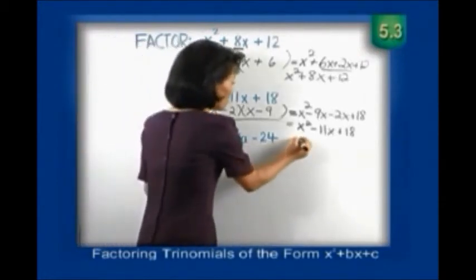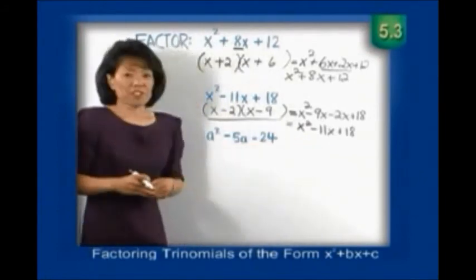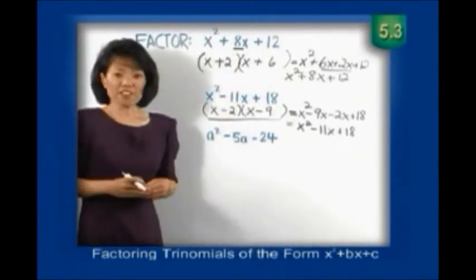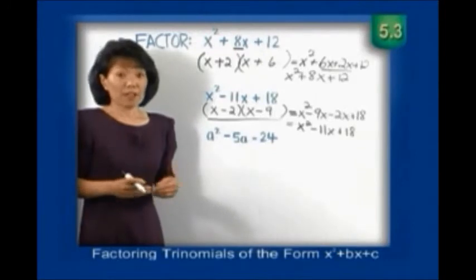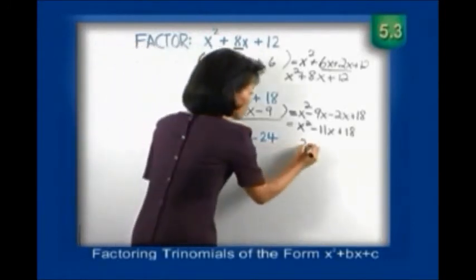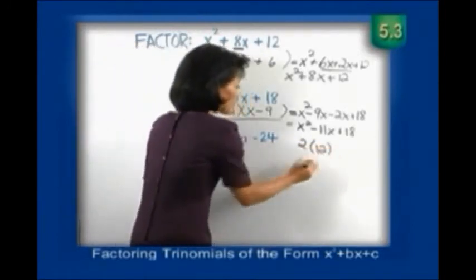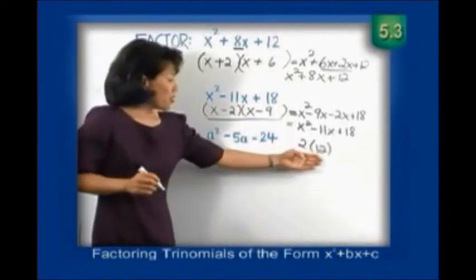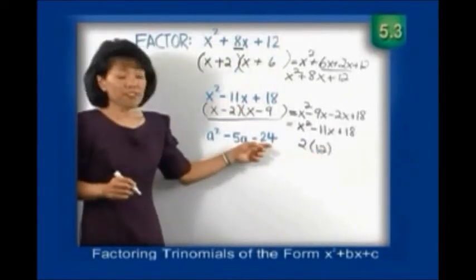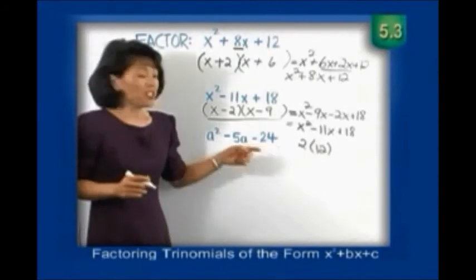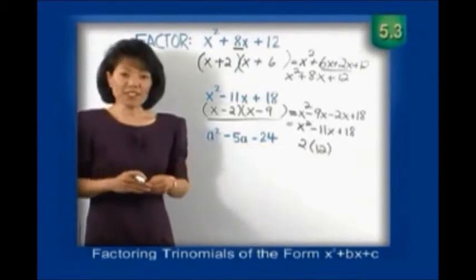So let's think about this. First of all, let's look at 24. Factors of 24. How about 2 and 12? Now, if I'm going to use 2 and 12, remember we want a negative product. So in order to get a negative product, we need one negative sign.